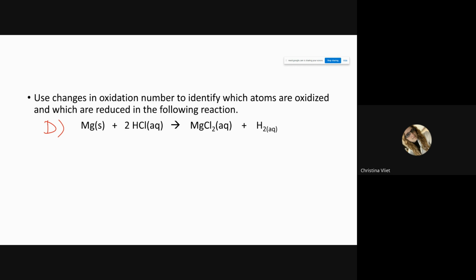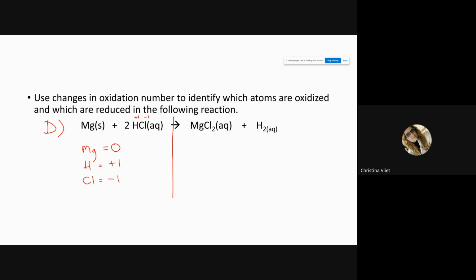All right, so let's go ahead and go over it. Did you get the oxidation number of magnesium on the reactant side is 0? It's an element in its standard state. Did you get hydrogen is +1 and chlorine is -1? +1, -1, right? That's what you should have got for your reactant side.